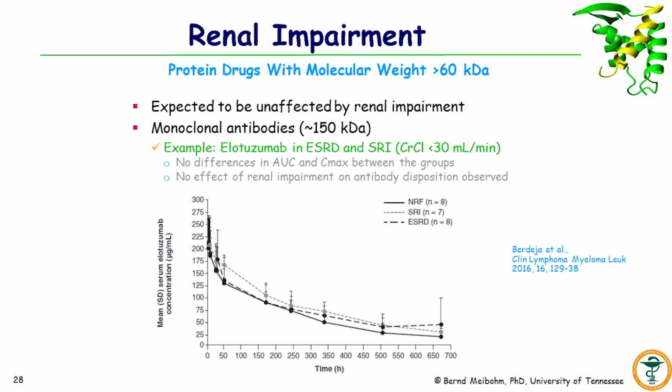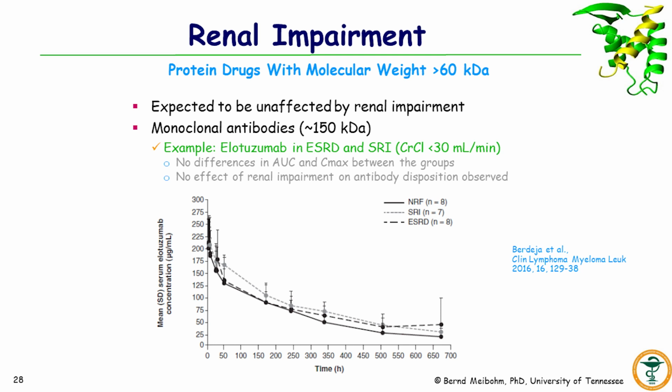So what happens on the other extreme, with therapeutic proteins which have a molecular weight larger than the cutoff of 60 or 69 kilodalton? They are expected to be unaffected by renal impairment. Monoclonal antibodies, for example, with a molecular weight of 150 kilodalton are not filtered, and by that are not expected to be affected by renal impairment.